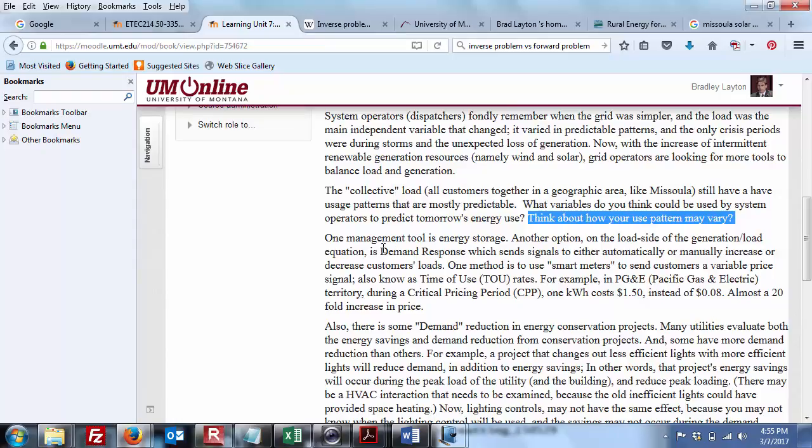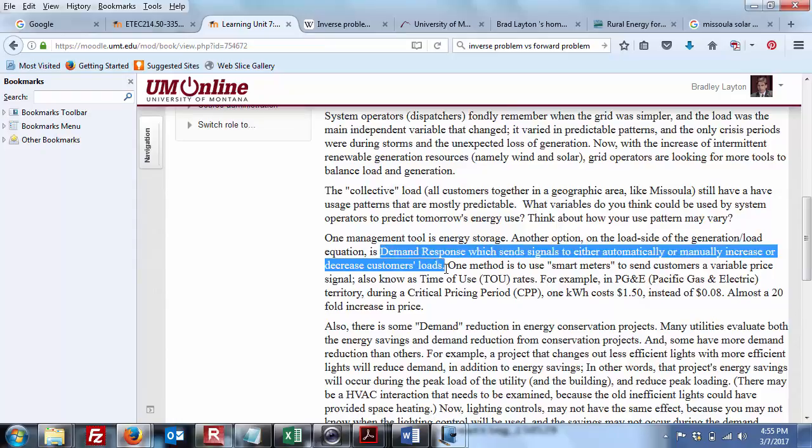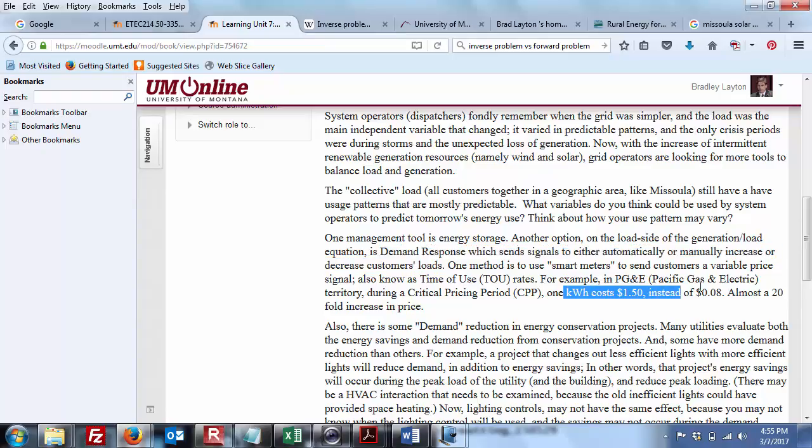Demand response is what I was just mentioning, and smart meters as well. And here's the collision between energy and money. If you want to use electricity when everybody else is using it, it's going to cost you more, just like any classic economics problem, supply and demand.